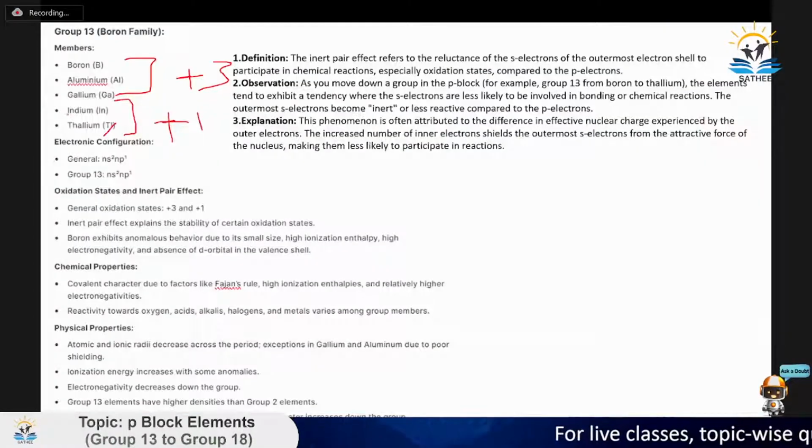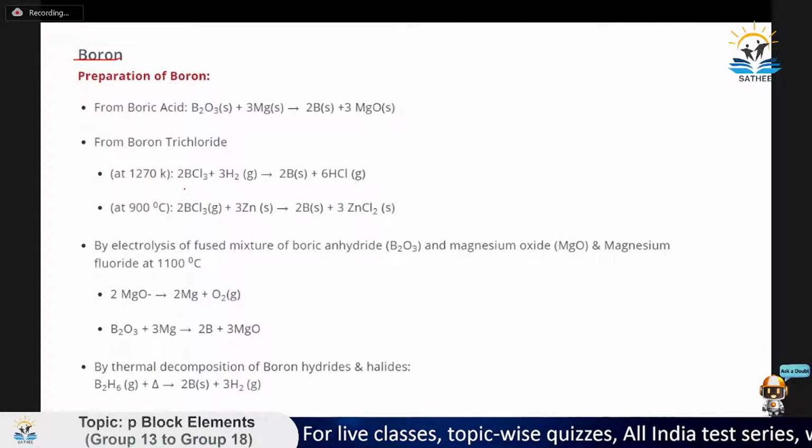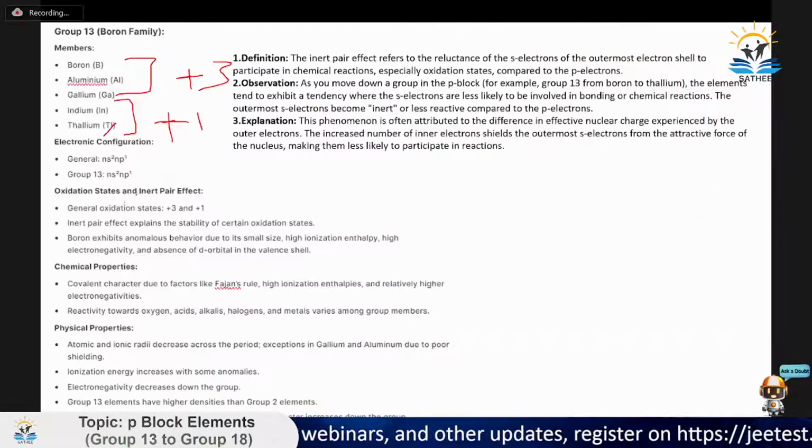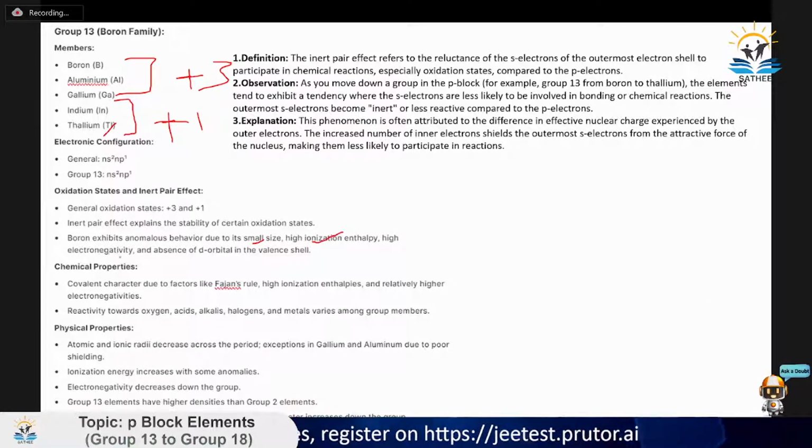Now there is another thing I wanted to tell you: why is boron exhibiting an anomalous behavior? If you observe, boron will actually show a very weird behavior compared to the whole other group. Compared to the remaining elements of the group, boron shows very weird and anomalous properties. And the reason is written in the first slide. Boron exhibits anomalous behavior because of its small size, its high ionization enthalpy, its high electronegativity, and the most important, the absence of d orbitals in its valence shell.